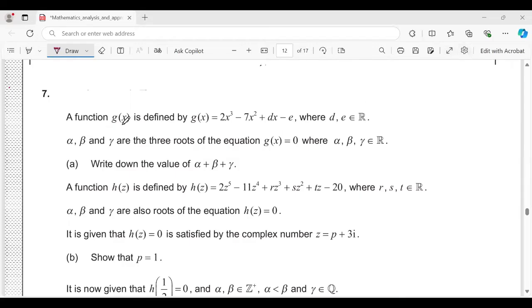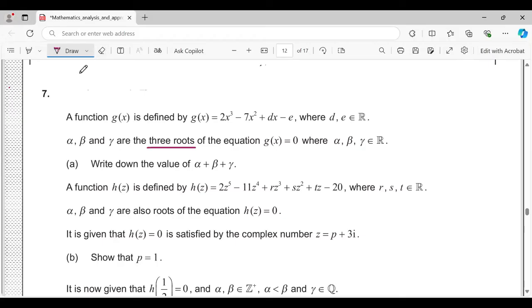Number 7. A function g(x) is defined by g(x) = 2x cubed minus 7x squared plus dx minus e, where d and e are rational numbers. Alpha, beta, and gamma are the three roots of this equation if 2x cubed minus 7x squared plus dx minus e equals 0. Write down the value of alpha plus beta plus gamma.